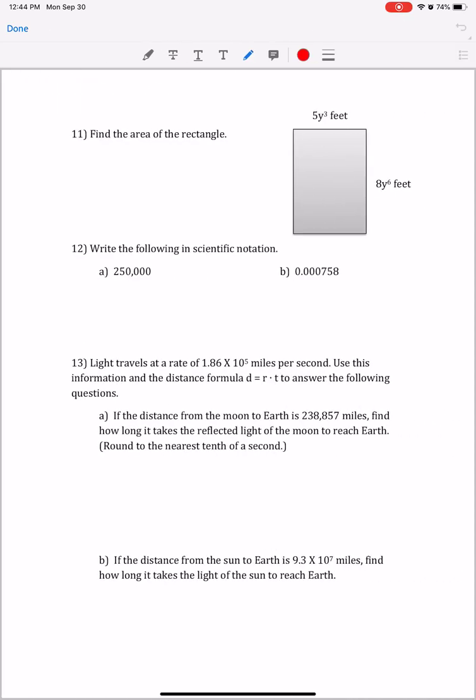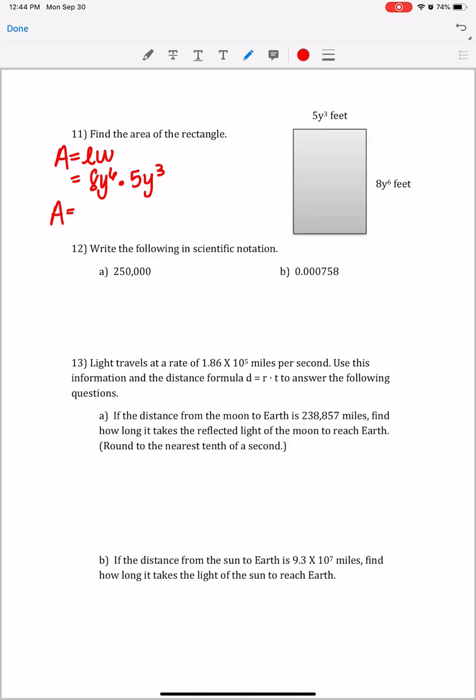Last page, find the area of a rectangle. Well, your area formula is just length times width. So your length is 8y to the 6th times your width, 5y cubed. This is just, do you know your exponent rules problem.